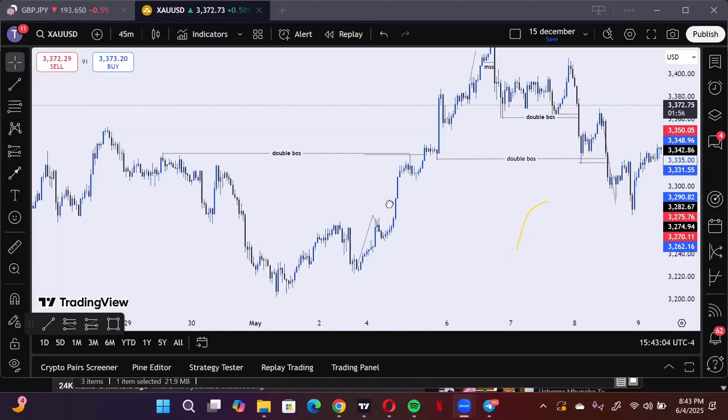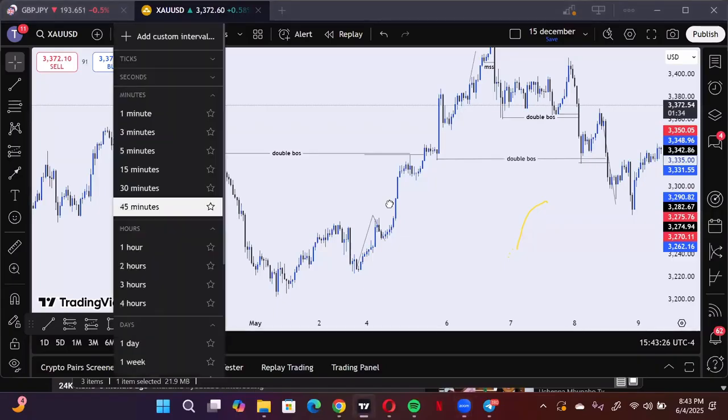So after getting your structure part of the strategy, the next thing that we'll look out for is the liquidity part of the strategy. Now, there are different types of liquidity in the market, but the one we use in picking entries, the liquidity that we look for immediately after we see our market structure shift or our double break of structure, is our inducement liquidity.